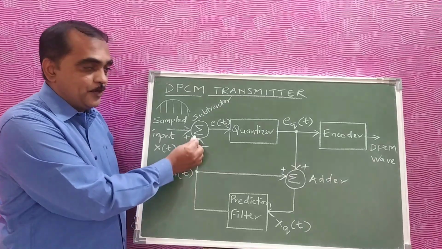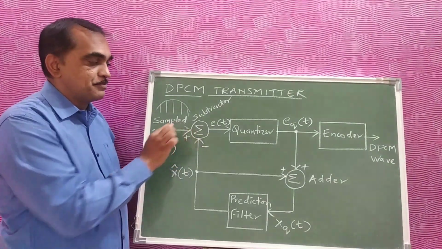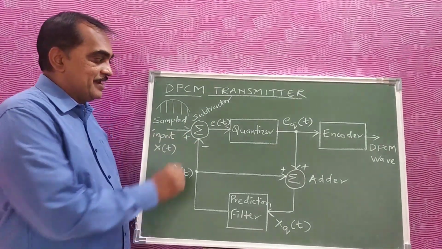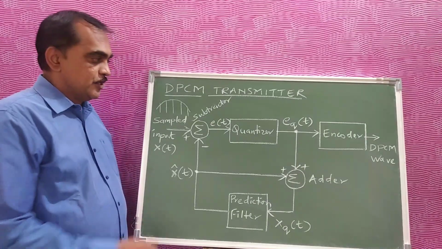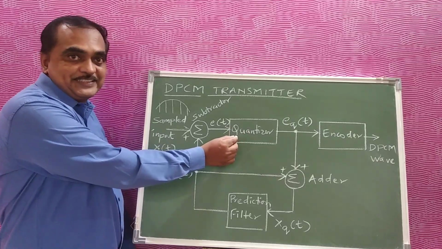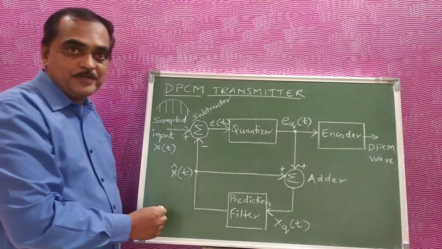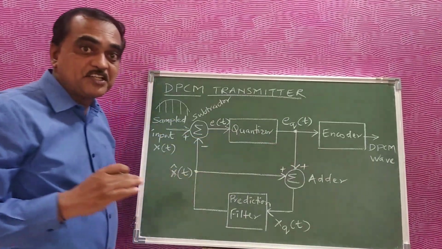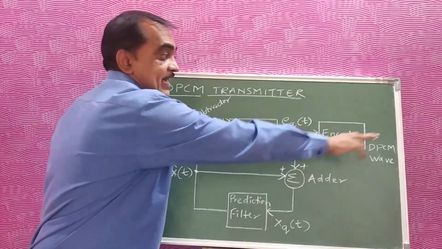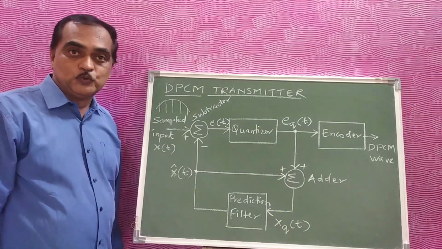Now this predicted value and the present value will be compared in this subtractor. The difference between them will be called the error, and that error will be quantized. It will have a fixed value, which will be called eq(t). That will be encoded, that means converted into binary or digital data, and sent as a DPCM wave. This is how the basic process of DPCM goes.